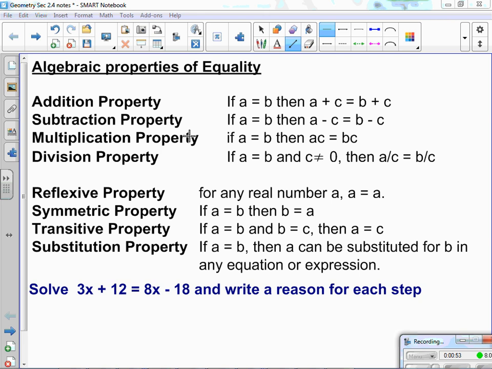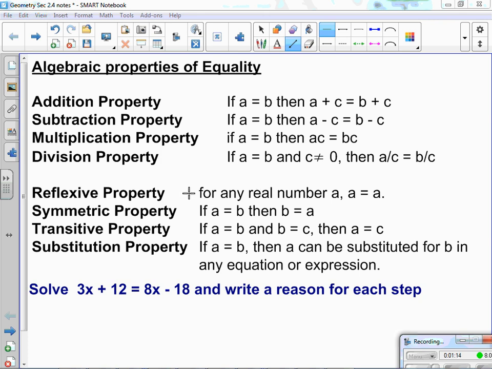Multiplication property, if A equals B, then A times C equals B times C. Division property, if A equals B, and as long as C is not 0, because we can't divide by 0 without it becoming undefined, then A divided by C is going to equal B divided by C.